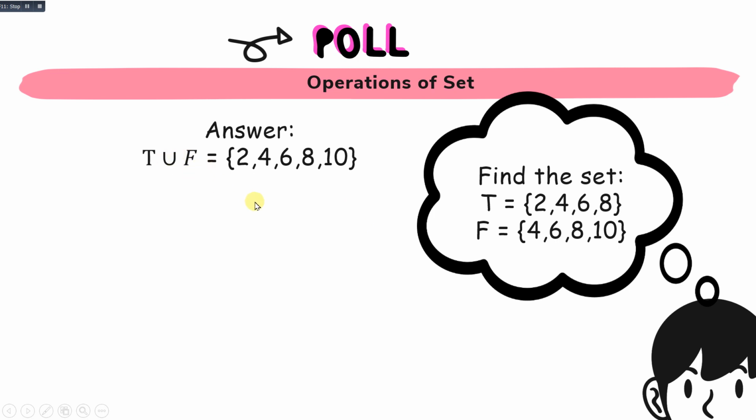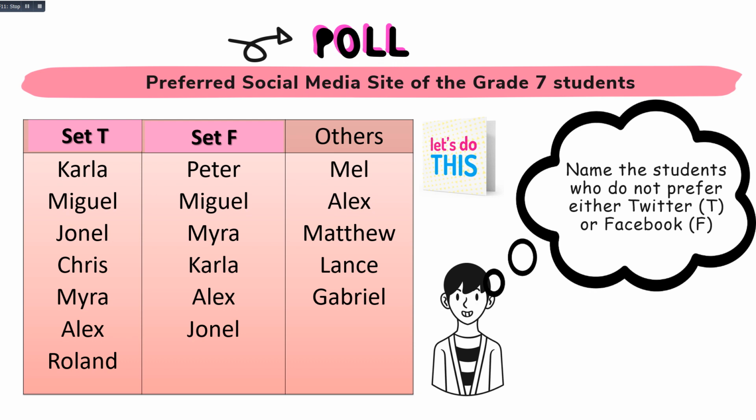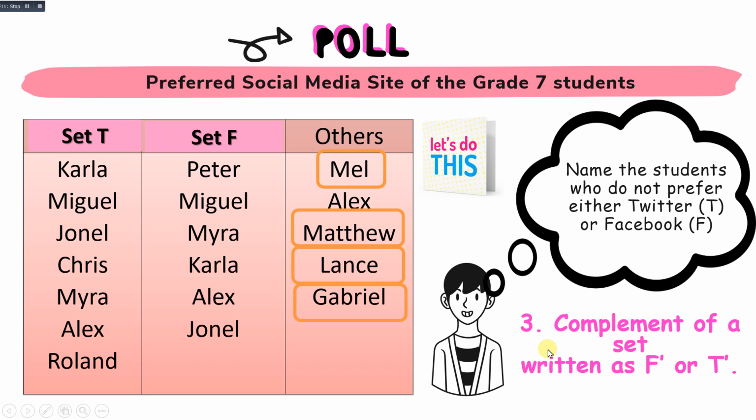Next example. Name the students who do not prefer either Twitter or Facebook. We have Mel, Matthew, Lance, and Gabriel. The question here is those who do not prefer either Twitter or Facebook. Miss, why is Alex not included? Because Alex also likes Twitter. So aside from Alex, we have Mel, Matthew, Lance, and Gabriel who like other social networking sites. That is to explain the complement of a set. We write it here as F prime and T prime.